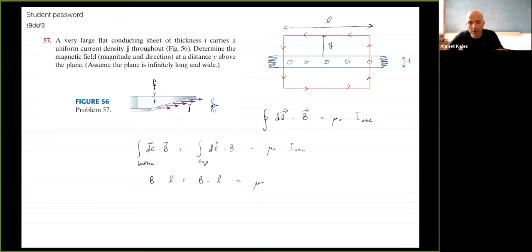Now I need to calculate the total enclosed current. The total enclosed current is current density times area, and the area is L times T, the thickness. Cancel these L's, and B is equal to 1/2 mu0 J T. Okay, and its direction is like this. According to this picture, it's like this here and like this here. All right.